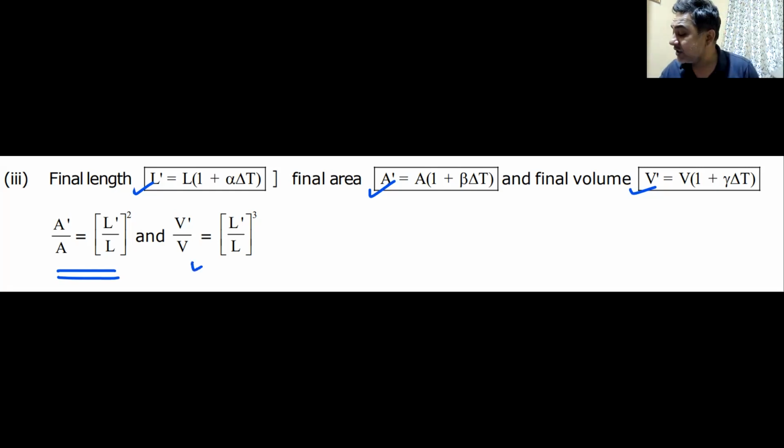For a cubical sheet, if I talk about volume, new volume divided by the old volume, initial volume, will be equal to new length divided by the original length, whole cubed. We are talking about the cube, the volume of a cube or area of a square plate. Do we understand this? Please note down these formulas. Which formula? A dash by A and V dash by V.